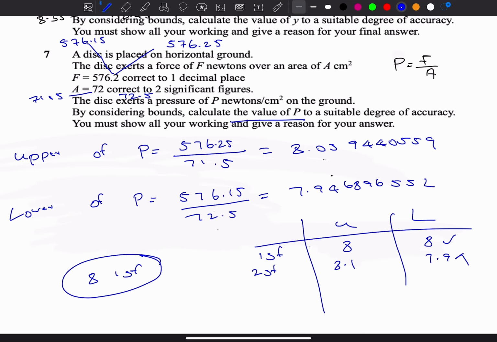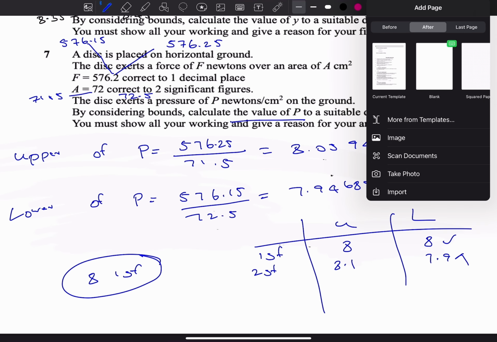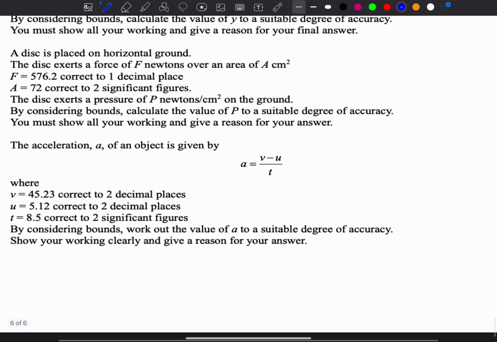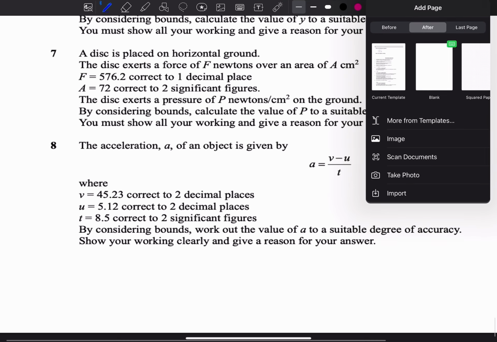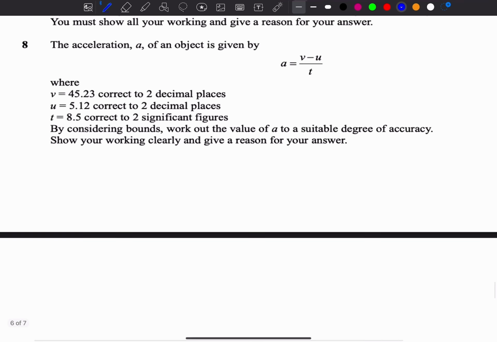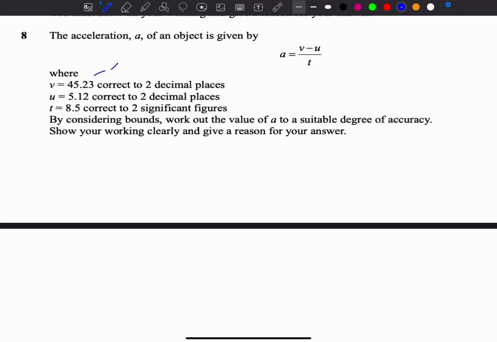Okay, right, one more. Where's the last one? The last one is a little bit tricky. Not tricky, it has two things in there. Let me get an extra page. So 45.235, 45.225, 5.125, 5.115, 8.55, 8.45. They want upper bound and lower bound of A.